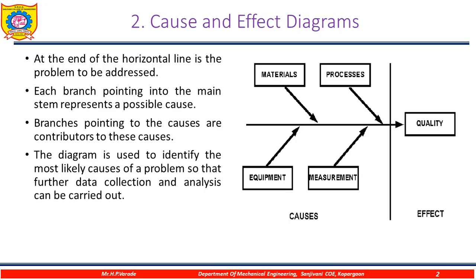We know that any problem occurs due to 4 major causes. The first is the cause associated with the measurement process. Some causes may be due to the manufacturing processes, some causes are due to materials, some causes are due to the equipment. So a defect in any of these features leads to the occurrence of a particular quality problem.